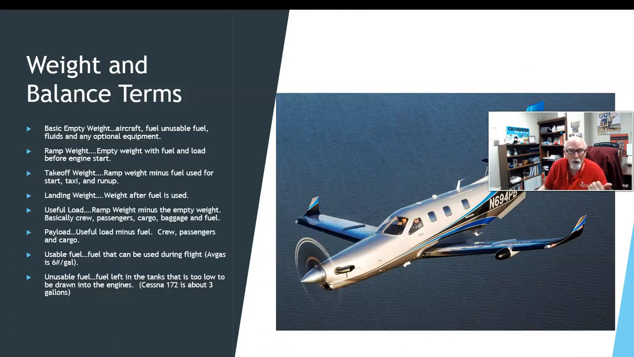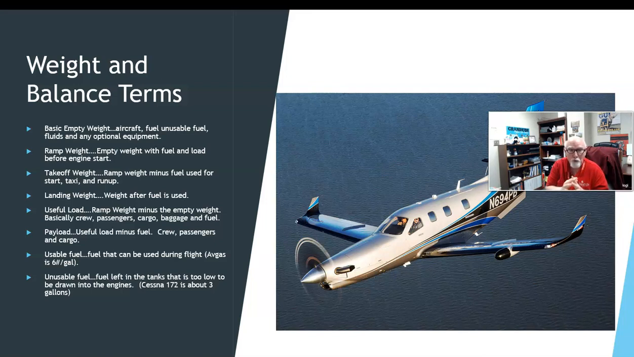Other terms: basic empty weight is the aircraft, usable fuel, fluids, and any other optional equipment. Ramp weight is the empty weight with fuel and the load before the engine start. Takeoff weight is the ramp weight minus any fuel that you've used for start, taxi, and takeoff, and run up. Landing weight is your weight after you've used your fuel en route.